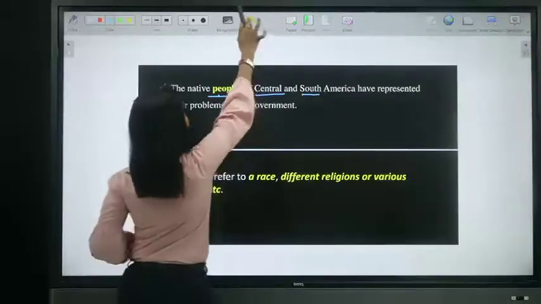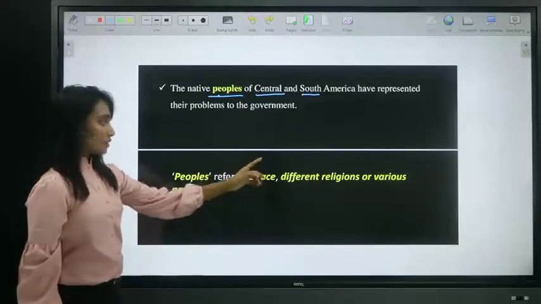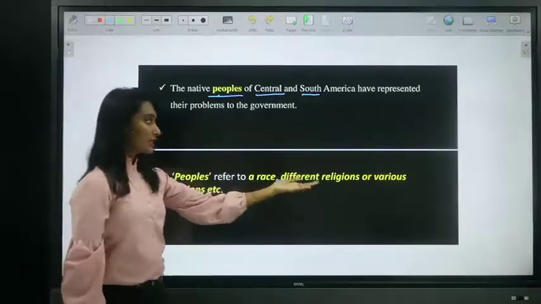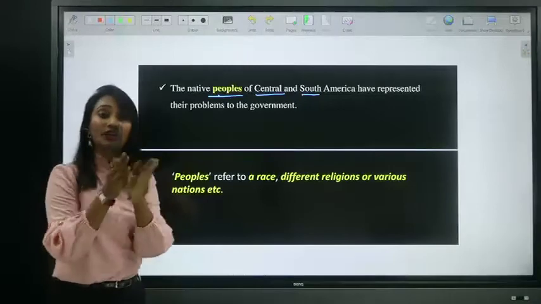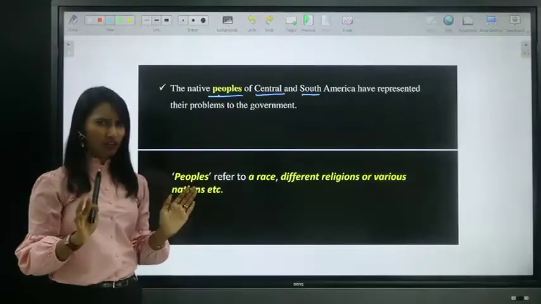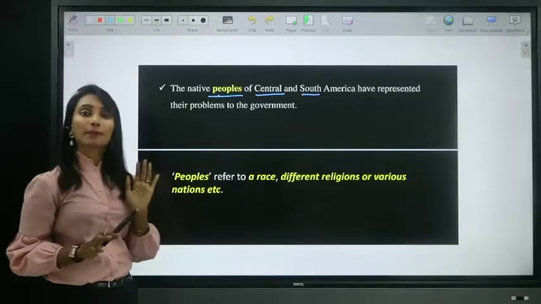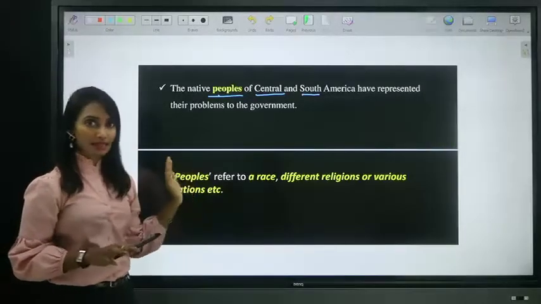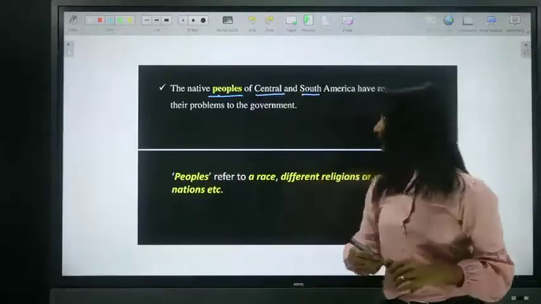So do remember, guys, peoples refer to a race or different religion or various nations, etc. That means we are differentiating. If you don't want to differentiate with any race or religion or nationality, use only people, not peoples. Is it clear? So if you have any doubt, please let me know with people and peoples.